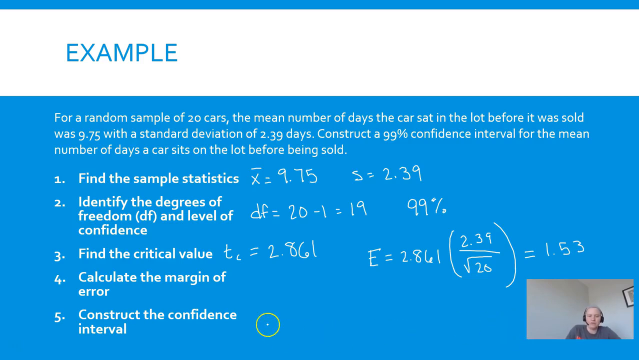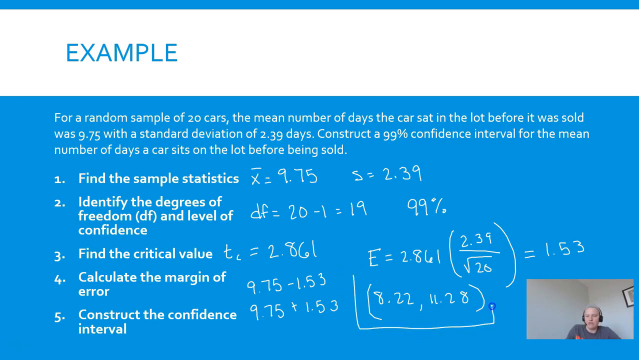error. So then to construct my confidence interval, I'm going to take my mean of 9.75, I'm going to subtract the margin of error, and then I'm also going to add the margin of error. All right, 9.75 minus 1.53 is 8.22. Added together, it's 11.28. Okay, so this is my confidence interval. All right, and remember the interpretation of that is I am 99% sure that the mean number of days a car sits on the lot is somewhere between 8.22 and 11.28.